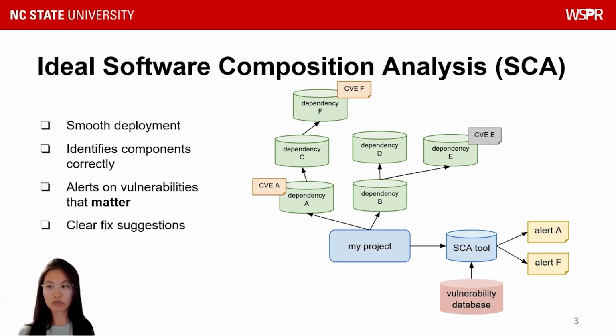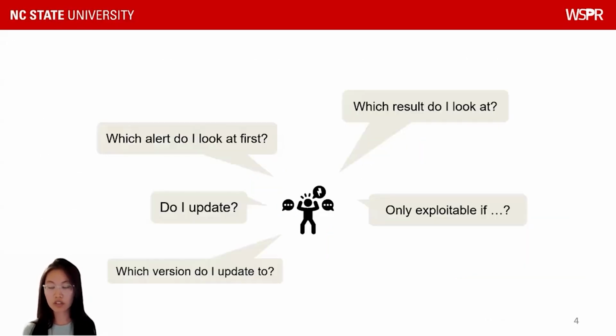They can generate SBOMs for you, which gives you a whole list of all the components in your application, but they focus more on the vulnerabilities in all these components. And ideally, you want them to be easy to deploy, to identify your components correctly, and only alert you on vulnerabilities that matter and how to fix them. But there has been a lot of discussion and various complaints about SCA tools. For example, the large number of alerts overwhelming developers and users, and also unclear suggestions on how to address or fix these alerts.